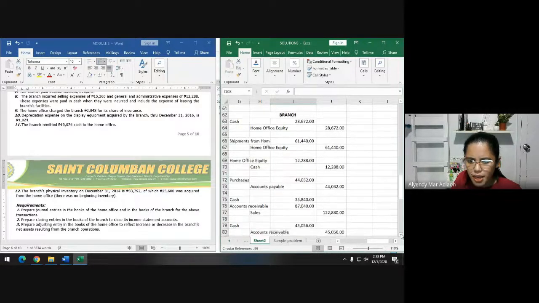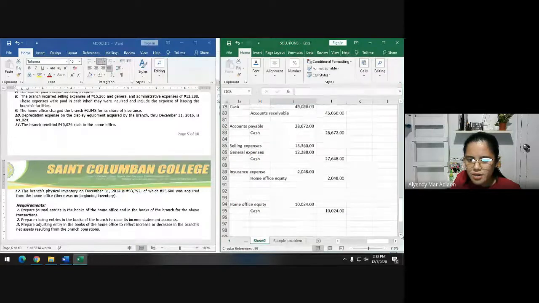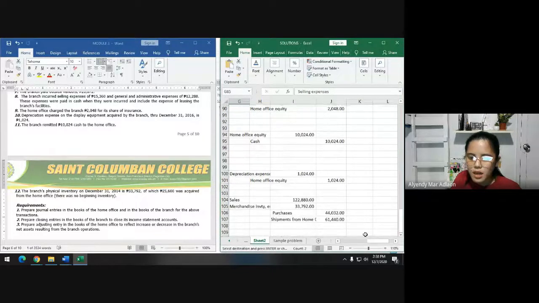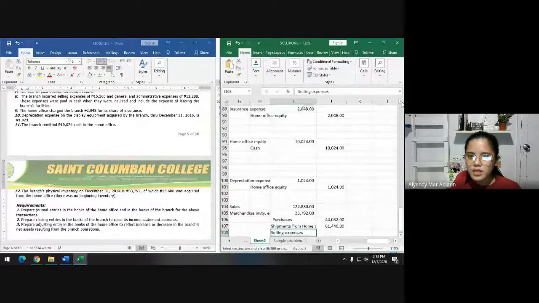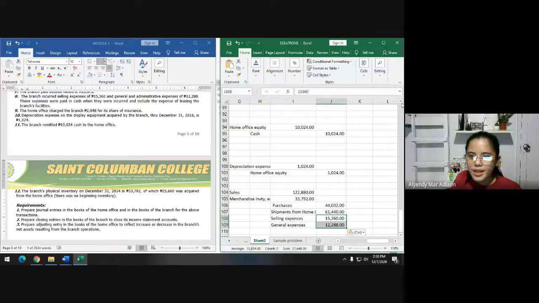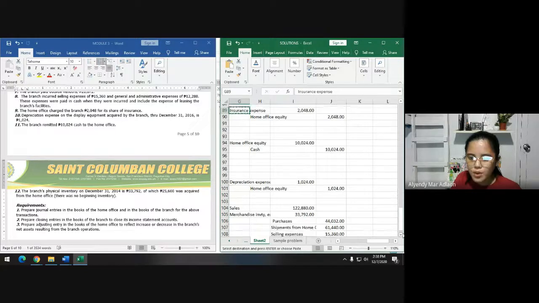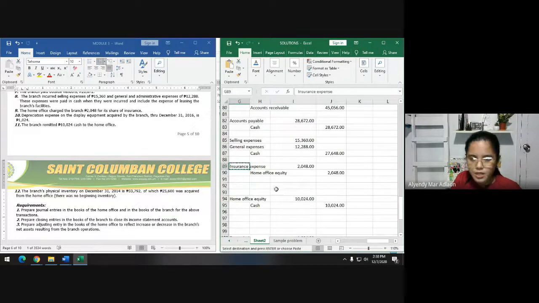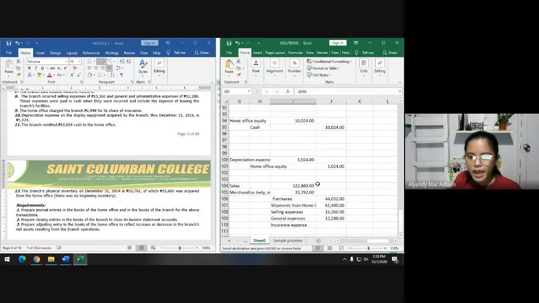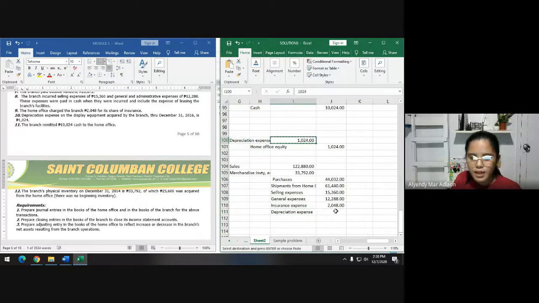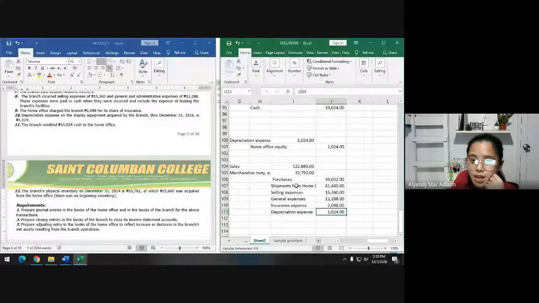So what are the expenses that we have? We have selling expenses, general expenses, insurance expense, and depreciation expense. So ako lang i-copy. Selling and general expenses, that amounts to 15,360 and 12,288. And then we have insurance expense of 2,048. And then we have depreciation expense of 1,024. Okay? So whatever is the balance, ato siyang ibutang sa income summary.